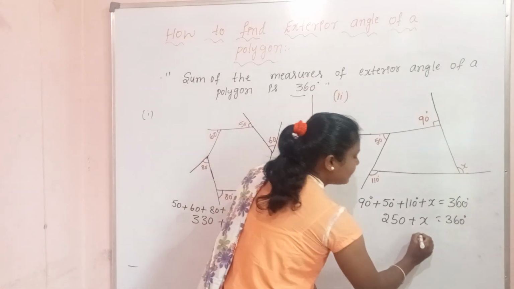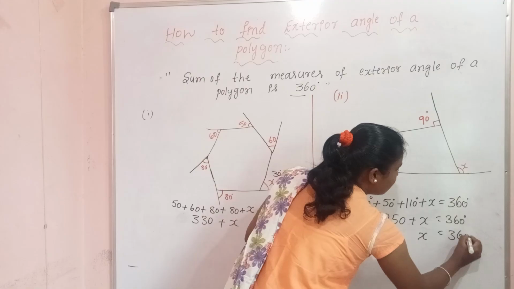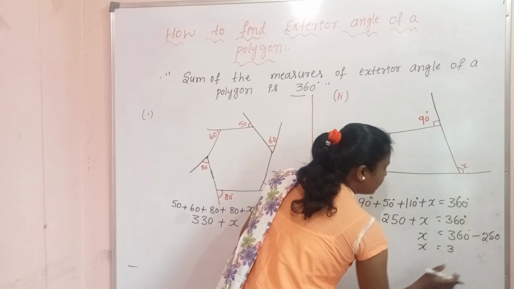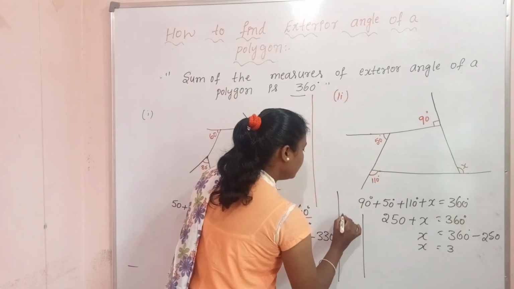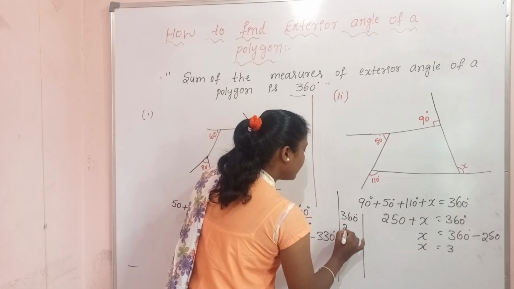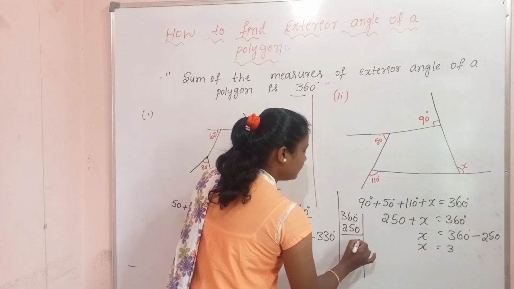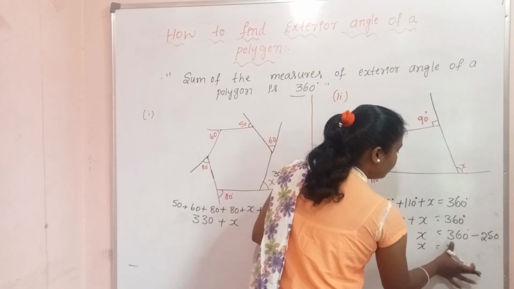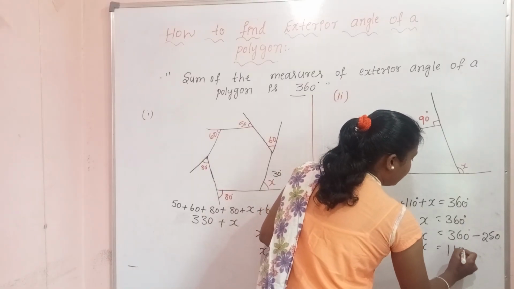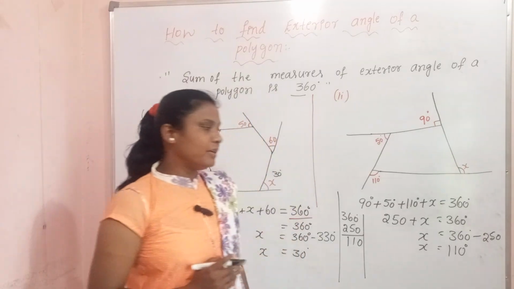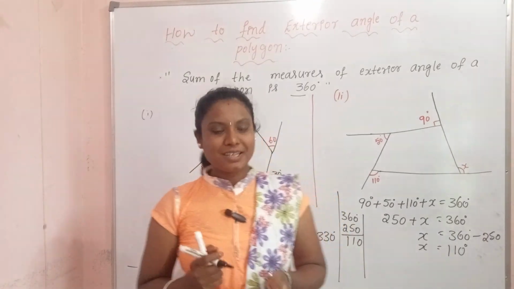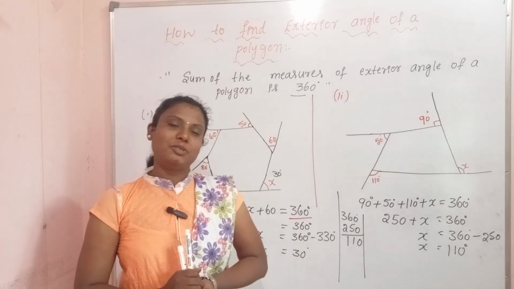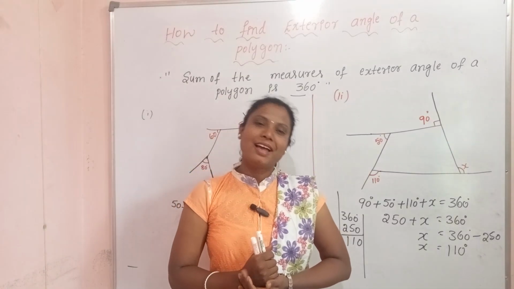So we retain x on this side and shift the 250 to that side, and we get minus 250. x equals 360 minus 250. We do the subtraction here: 0 minus 0 is 0, 6 minus 5 is 1, 3 minus 2 is 1. We get 110 degrees. This is the way we find the exterior angles of any shape. For all shapes you have to follow this procedure to find the exterior angles.